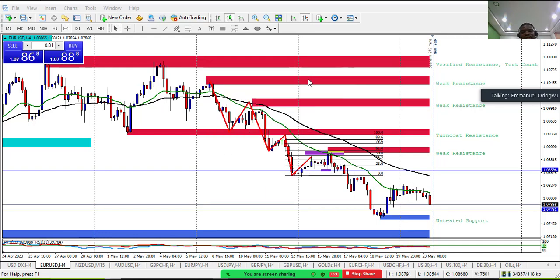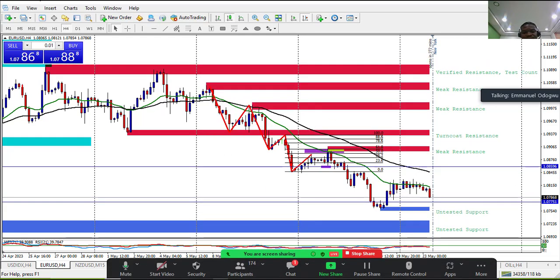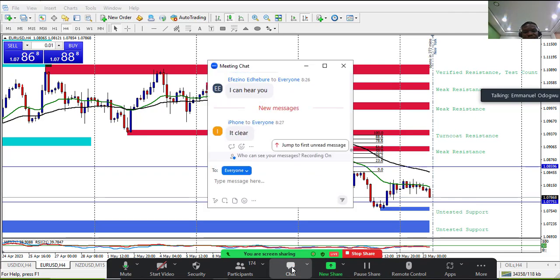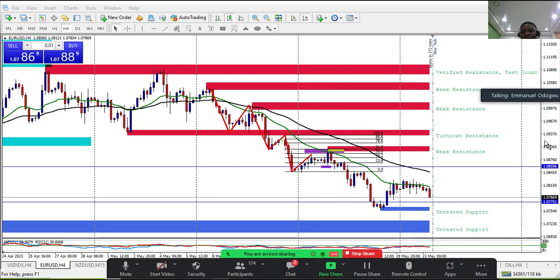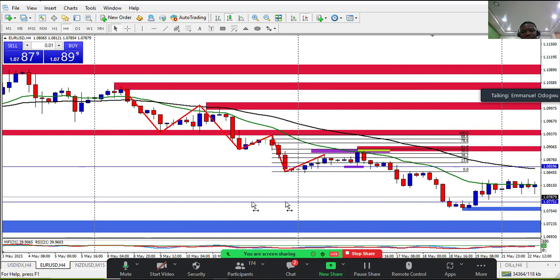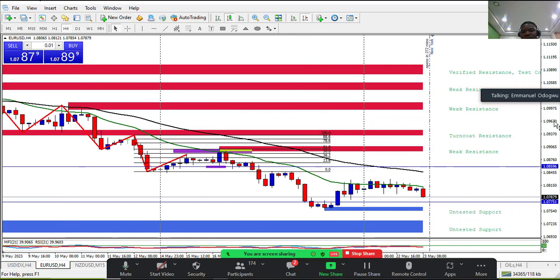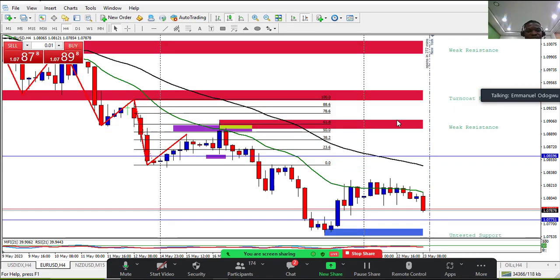So Euro USD is clearly going down, right? As you can see, it has broken structure several times to the downside, right? The last time we were here, we drew this Fibonacci here, if you can remember, those of us that joined us the last time.